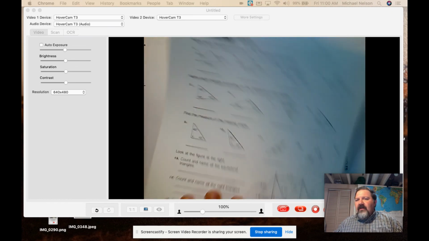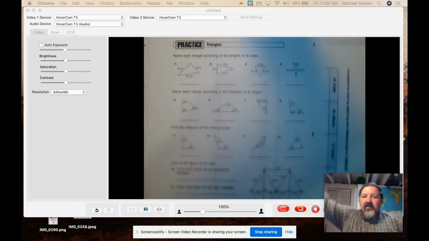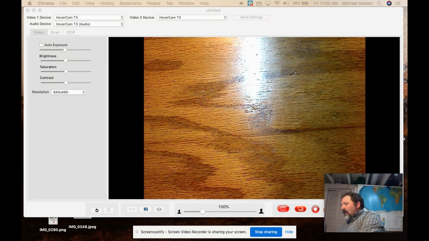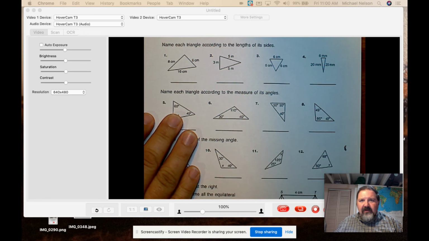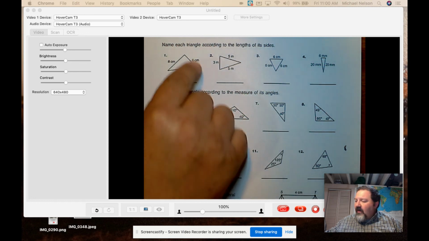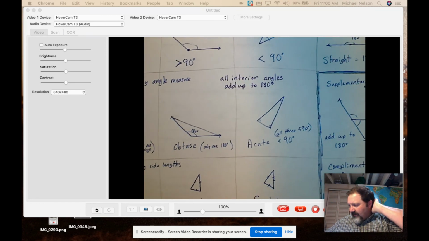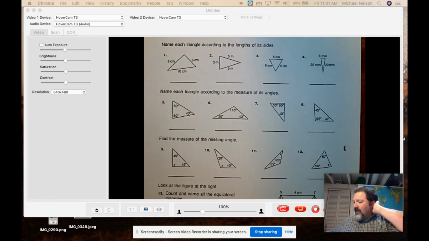And then you've got this page right here, okay? Let's just do a quick couple examples, see if I can bring it into focus a little bit better. Get rid of all that stuff. All right, name each triangle according to the lengths of its sides. If all the sides are different, then we come back to our notes real quick, and we look at the one that says all the sides are different. Well, this has all three different tick marks, so it's a scalene triangle. That's all you have to write in there is scalene, okay?